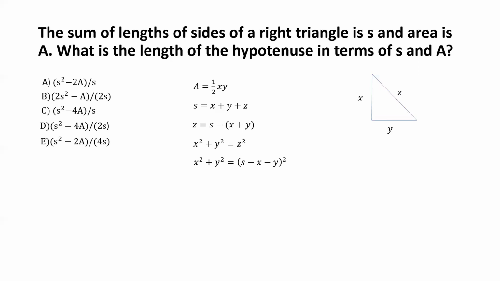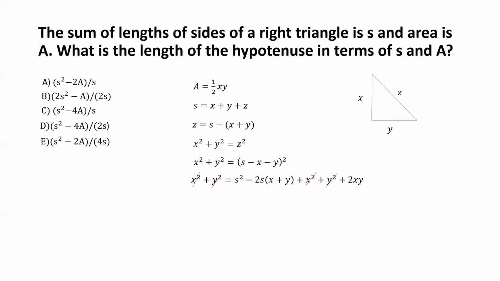So now if we expand the right hand side, we get this. x squared plus y squared is equal to S squared minus 2S multiplied by (x plus y) plus x squared plus y squared plus 2xy. Now here x squared gets cancelled from both sides and so does y squared. So those get cancelled out.